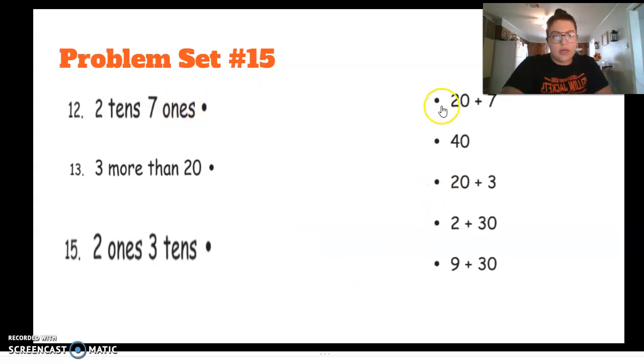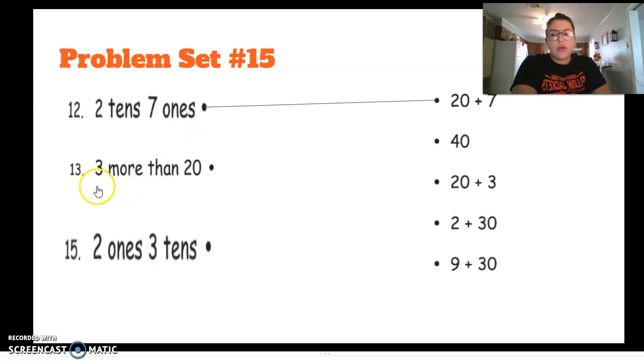So let's go over here and look. 20 plus 7, would that equal 27? Yes, let's see if there's any other ones that would work. 40, no. 20 plus 3, I don't think so. 2 plus 30, nope. 9 plus 30, nope. So it would be the top one. 2 tens, which is 20. 7 ones, which is 7. 20 plus 7 equals 27. 2 tens and 7 ones is 27.